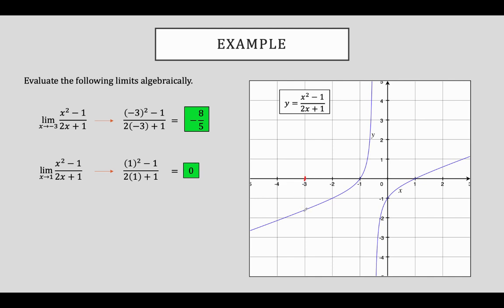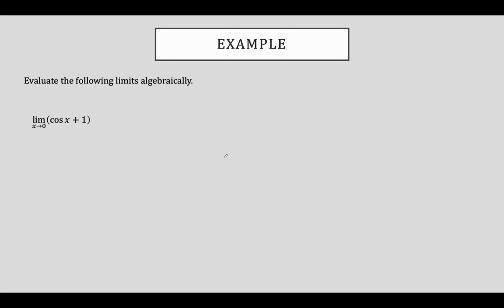As my x values get closer and closer to negative 3, the y values are approaching negative 8 fifths. Okay, that looks like a reasonable answer. And similarly, we had the limit as x approaches 1. Well, here I have x equaling 1. What are the y values getting closer and closer to as the x values get closer and closer to 1? They are getting closer and closer to 0. Again, verifying our answer with the graph. Let's look at a couple more.